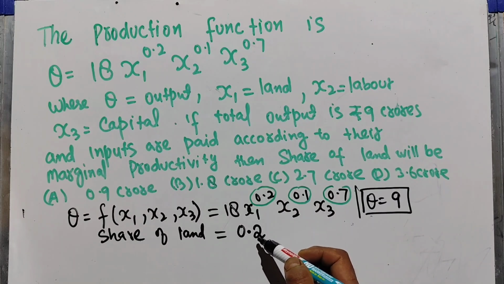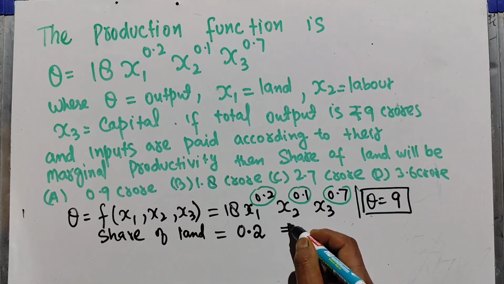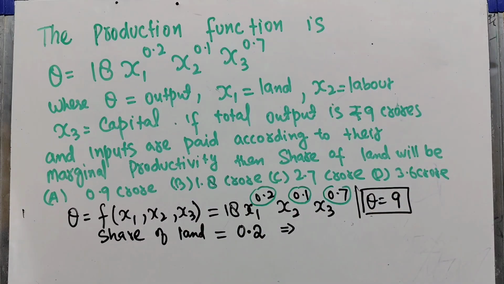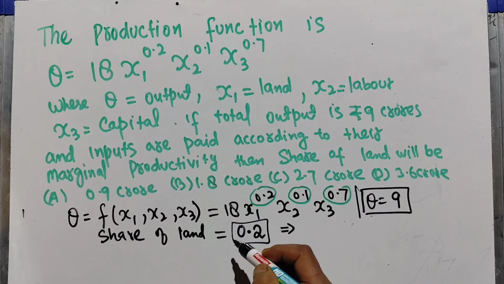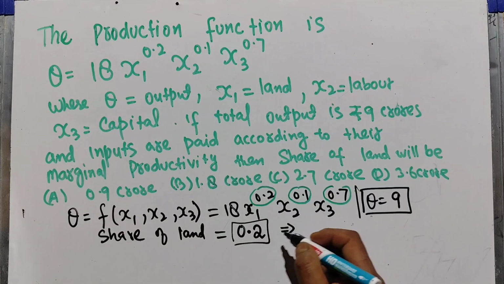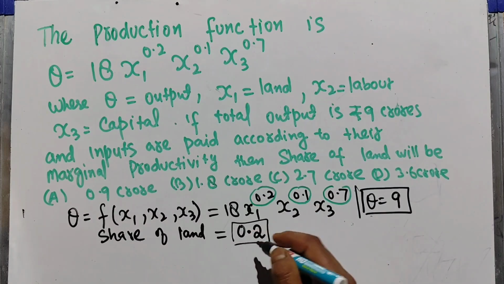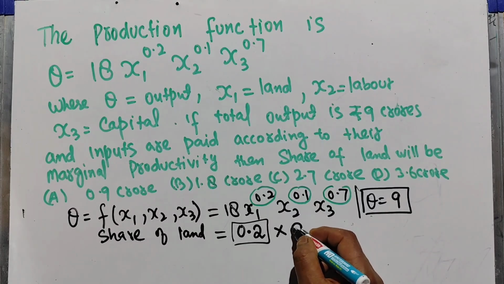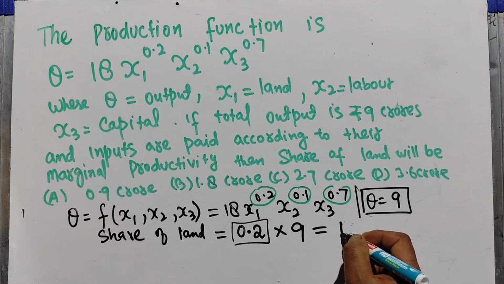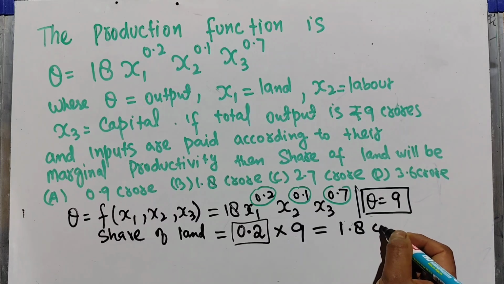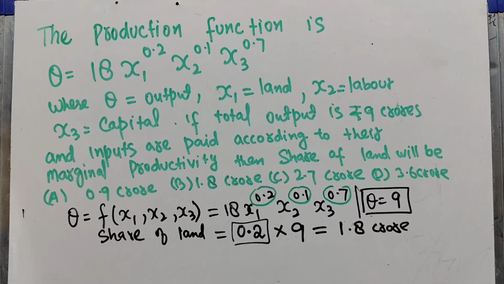Since it is equal to 0.2, the share of land in the total output will be equal to 0.2 times the total output produced, which is equal to 9. So 0.2 into 9 comes out to be 1.8 crore. So the exponent of each of these inputs shows us the percentage share of the input, and since total output is 9 crore, the share of the land will be equal to 0.2 times the output produced.